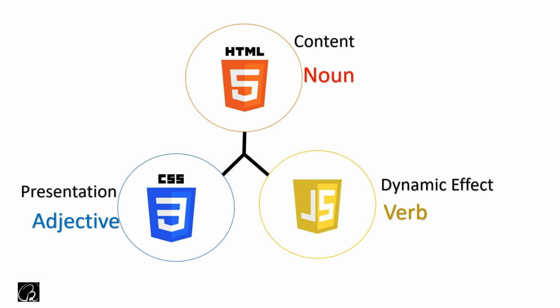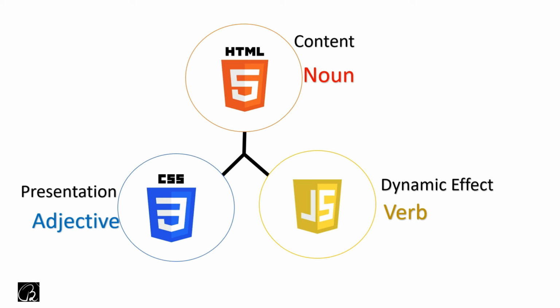Now let me give you a very simple example so that you can relate to it. Let's consider a button in a web page. A button is nothing but the content, which you can write with the help of HTML. That's why I am calling it a noun. If I talk about presentation, like styling, how it looks, what would be the color, size, shape, position, this you can write with the help of CSS. That's why I am calling it an adjective. Now what will happen if I click on the button, like the action part, the dynamic effect, that you can write with the help of JavaScript.